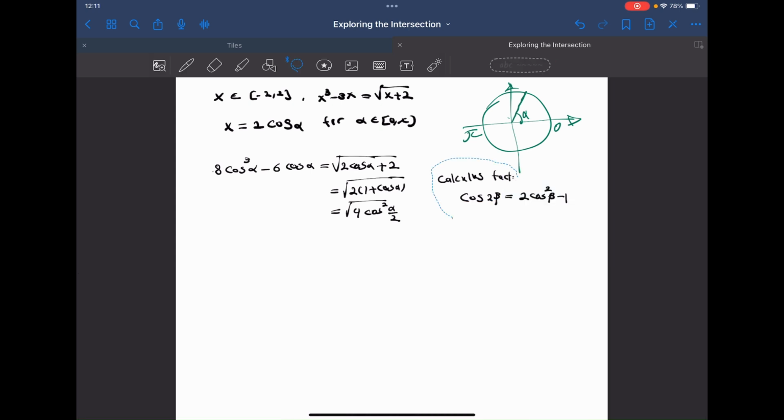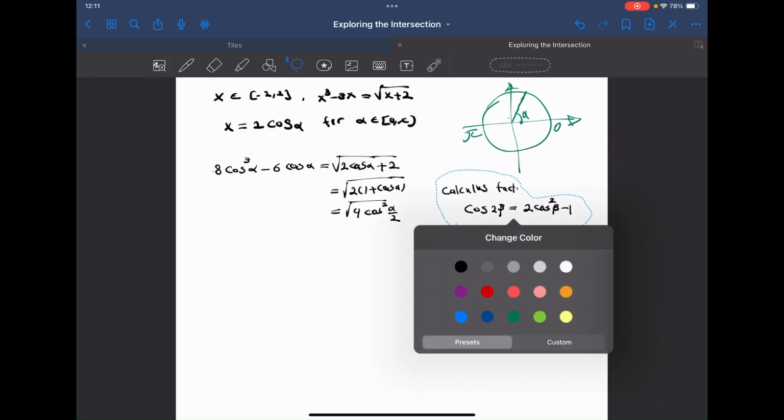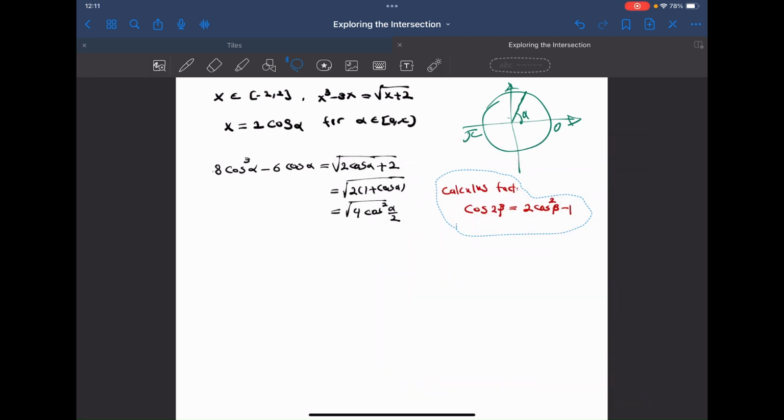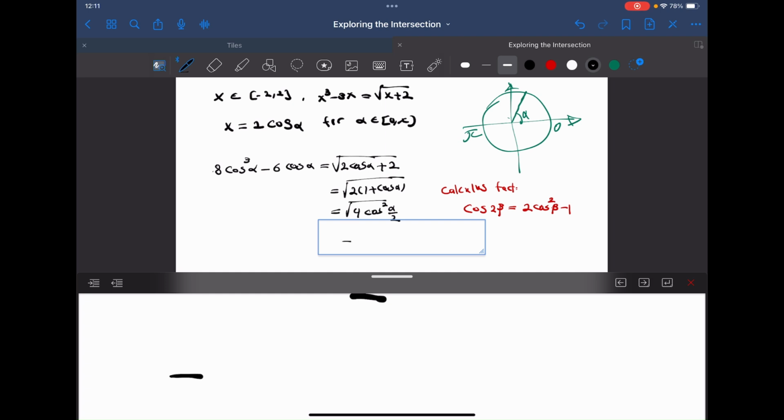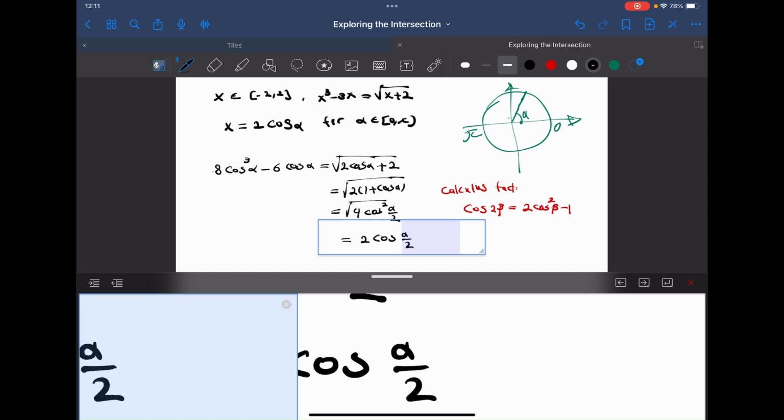Let me resize it, make it a different color. So I'm using a calculus fact here. And the fact that alpha divided by 2 here is, and this is equal to 2 times cosine of alpha divided by 2.